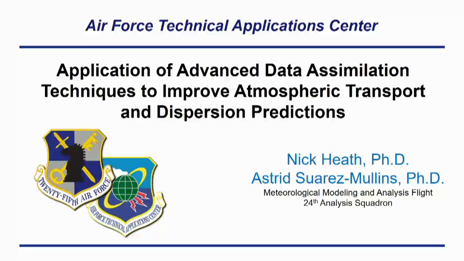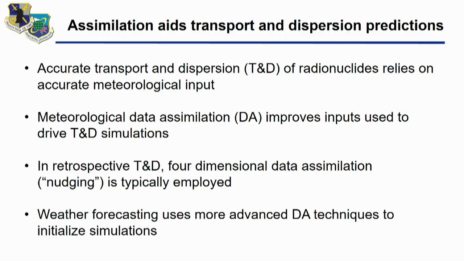Okay, good morning, everyone. So my name is Nick Heath. I'm a research meteorologist with the United States Air Force Technical Application Center. And so I'm just going to be talking about applying different data assimilation techniques for atmospheric transport and dispersion. So most of us are probably aware that if we're going to be modeling transport and dispersion of radionuclides in the atmosphere, we need good meteorological input.